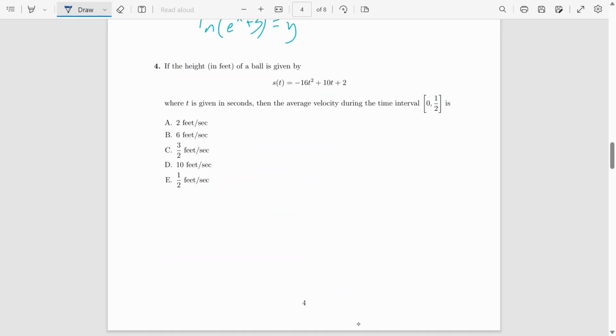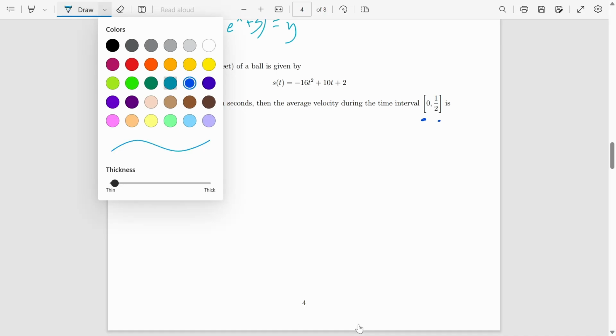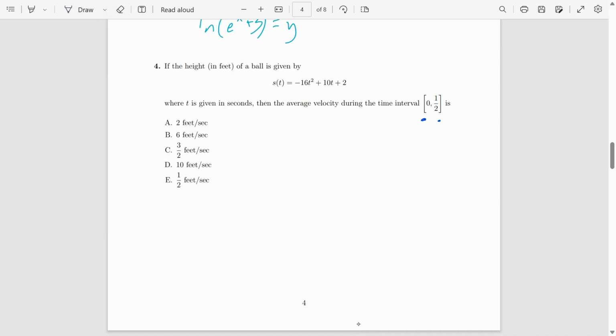Okay, number 4. If the height of a ball is given by this function, s of t, where t is given in seconds, then the average velocity during the time interval from 0 seconds, right when it starts, to half a second is what? It's average. So let's get rid of those. Like this height function, it'll probably look something like this. An upside down parabola, where you throw the ball up in the air, and then it slows down, hits its peak, and then gravity takes it all the way back down to the floor. That's probably what that one will look like.